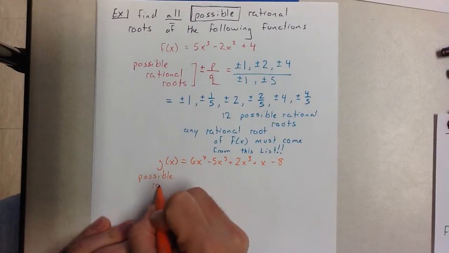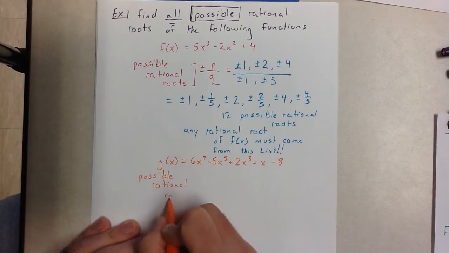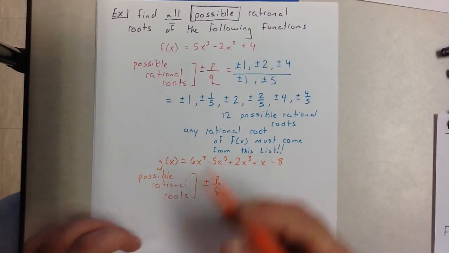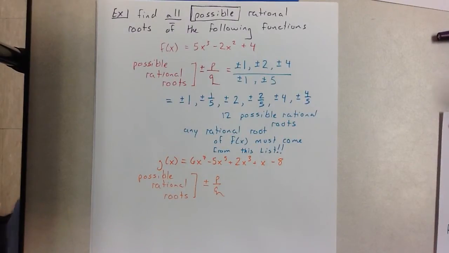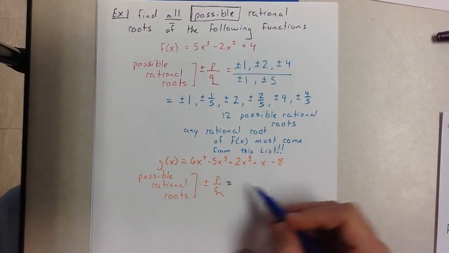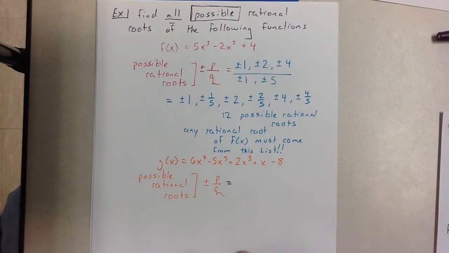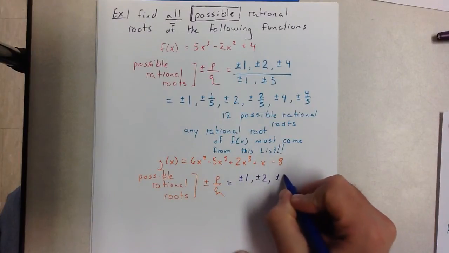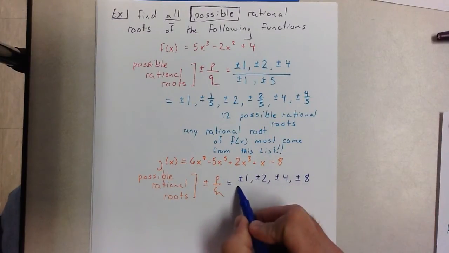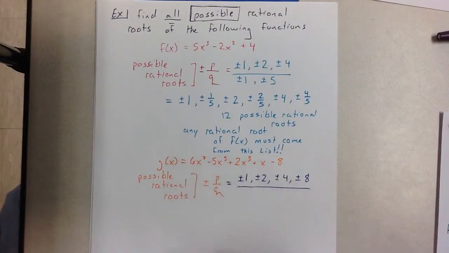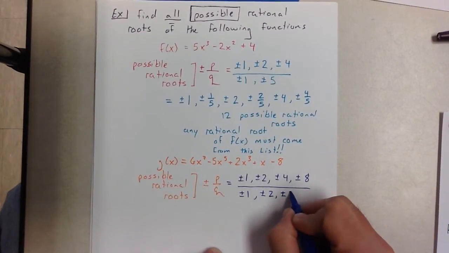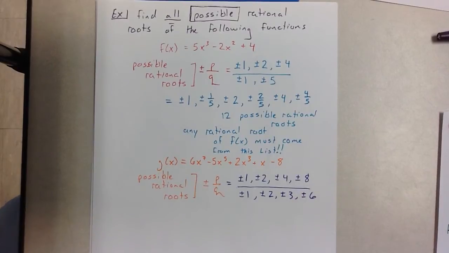So our possible rational roots. Again, that's positive, negative, p over q. Okay, so factors of 8. So numbers I can divide 8 by. Positive, negative 1, positive, negative 2, positive, negative 4, positive, negative 8. Factors of our leading coefficient. So numbers that I can divide 6 by. Positive, negative 1, positive, negative 2, positive, negative 3, positive, negative 6. Okay.